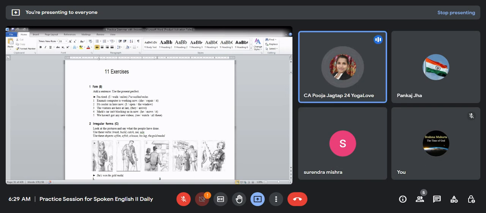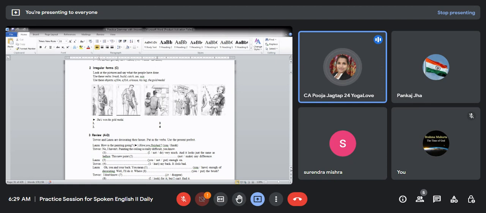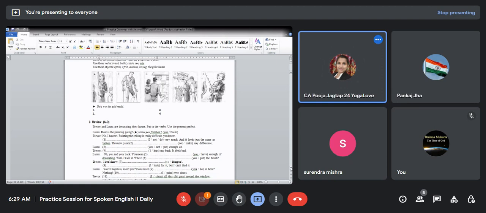Irregular forms. Look at the pictures and say what the people have done. Use these verbs: break, build, catch, see, win. Use these objects: a film, a fish, a house, his leg, a gold medal. She has won the gold medal. He has broken his leg.